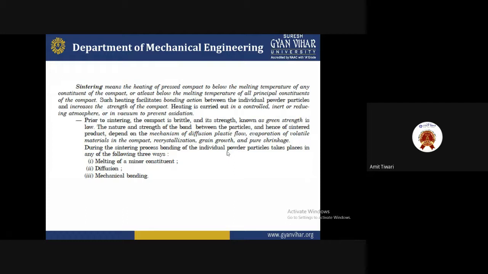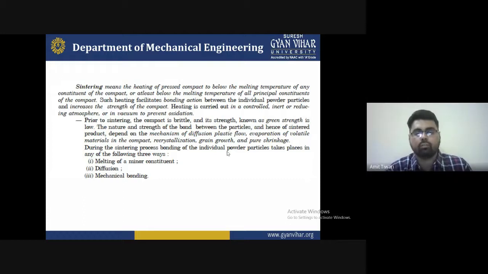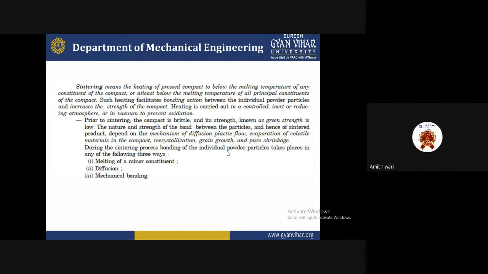So during the shrinkage process, the bonding of the individual powder particles takes place, which will be observed by the melting of minor constituents, diffusion, and the melting of the bonding, which are to be joined together, having the combination which is to be used for that. So for the powder particles, you first of all identify the quality of the powder particle, that means what type of quality you want to increase first of all.